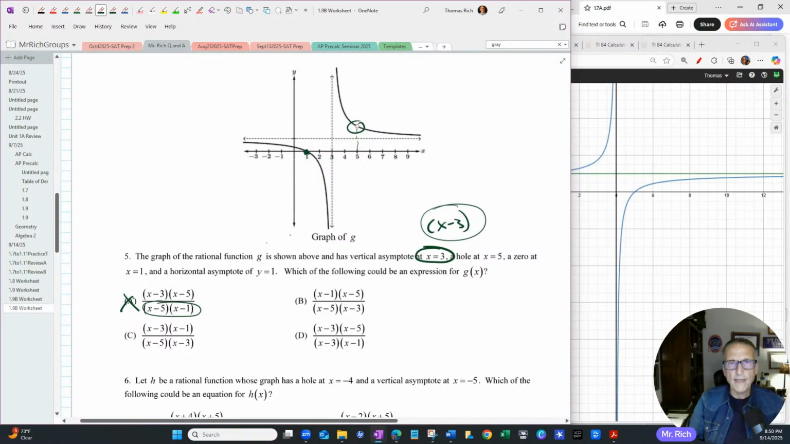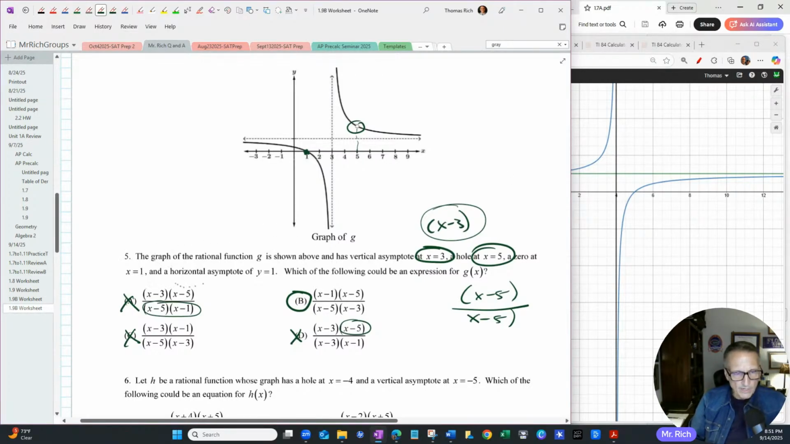So we've eliminated that. For there to be a hole at x equals 5, that means there must be an x minus 5 factor on the top and an x minus 5 factor on the bottom. That takes out D. While it does have the x minus 5 on the top, there's not one that would cancel it down in the bottom. And that also gets rid of C. So B, by process of elimination, is there, and we haven't even considered the horizontal asymptote.